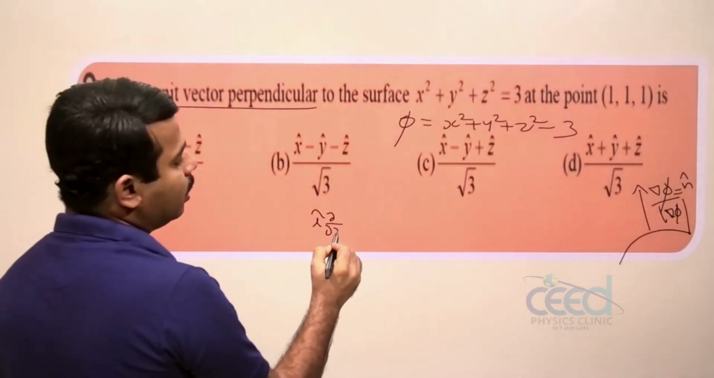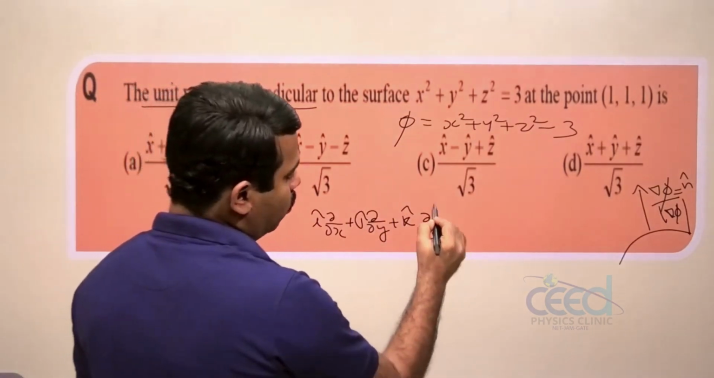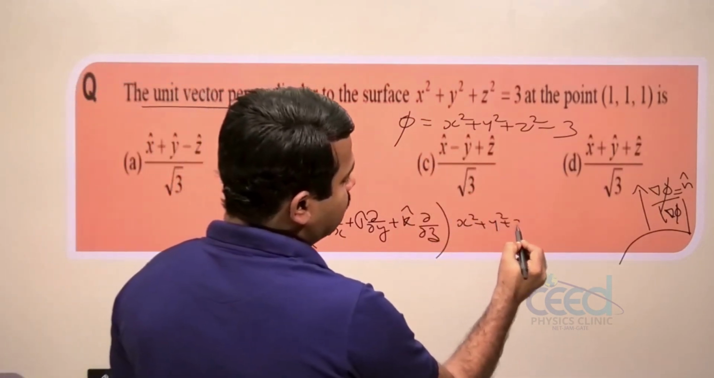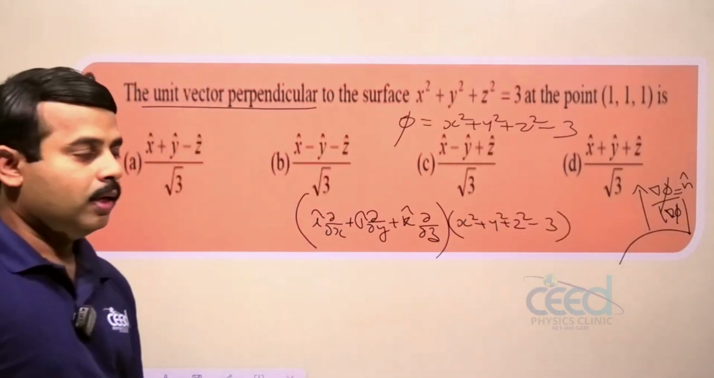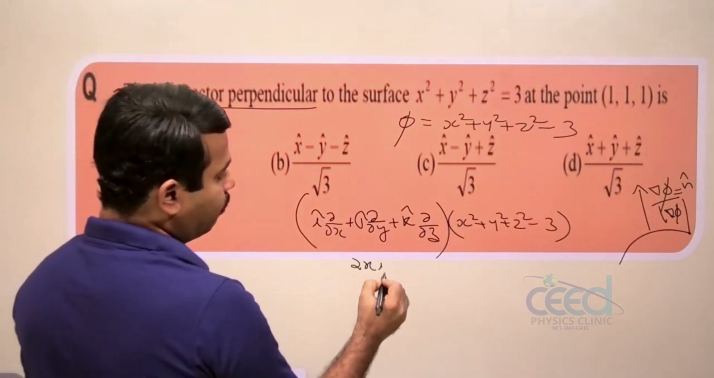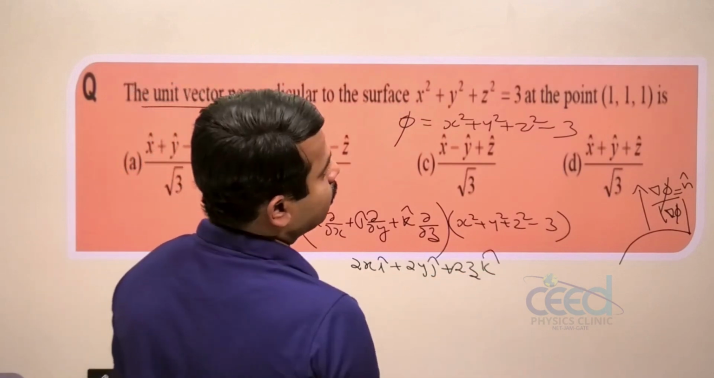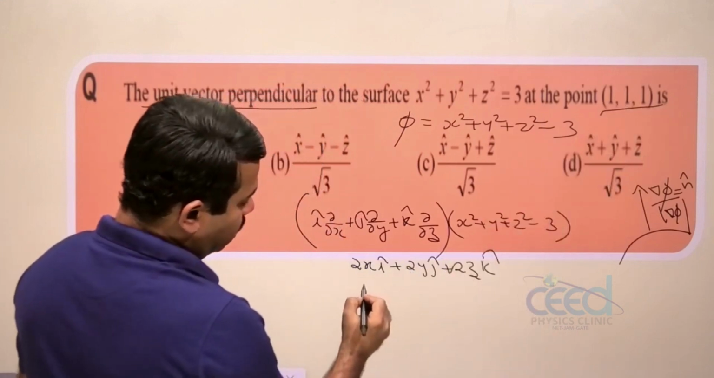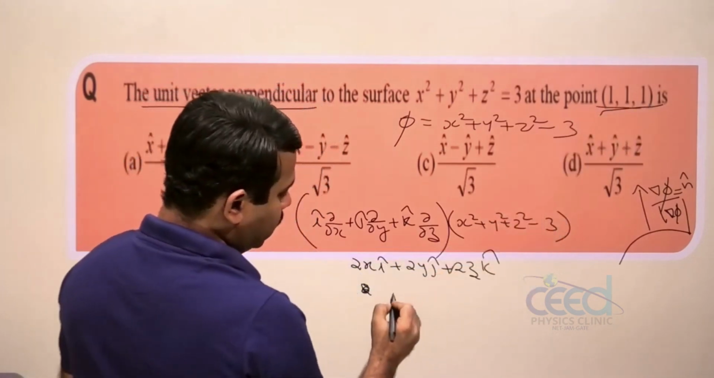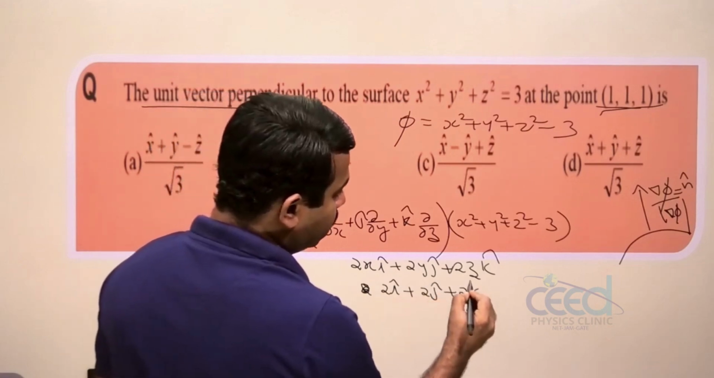I cap dou by dou x plus j cap dou by dou y plus k cap dou by dou z of this function x square plus y square plus z square minus 3. Alright, that is 2x I cap, 2y j cap, 2z k cap. At the point (1, 1, 1), x is equal to 1, y is equal to 1, z is equal to 1. Then this is 2 I cap plus 2 j cap plus 2 k cap, right?